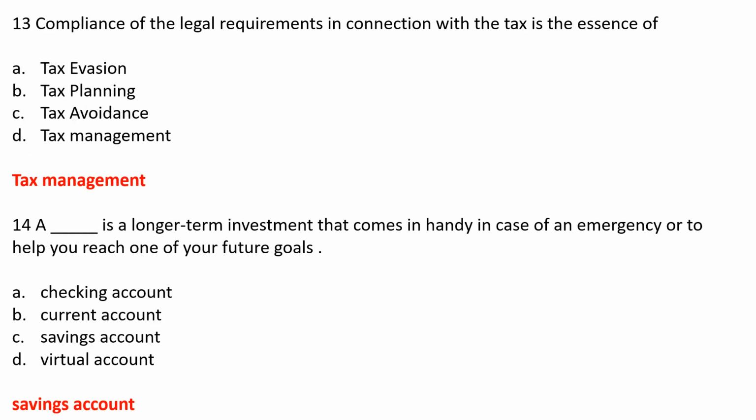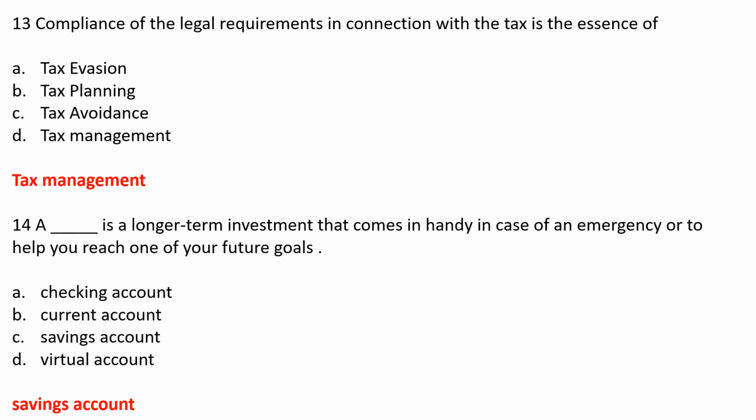Compliance of a legal requirement in connection with the tax is the essence of: option A tax evasion, option B tax planning, option C tax avoidance, option D tax management. The correct answer is tax management. Okay, so when you are fulfilling a legal requirement in connection with the tax, it is an important requirement of tax management.